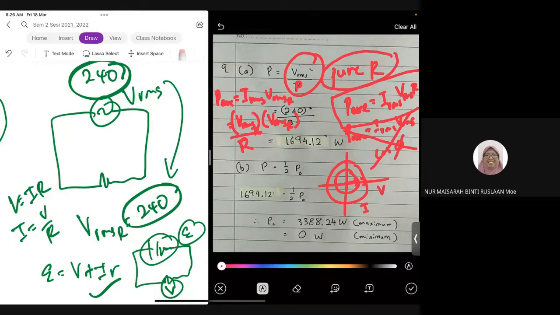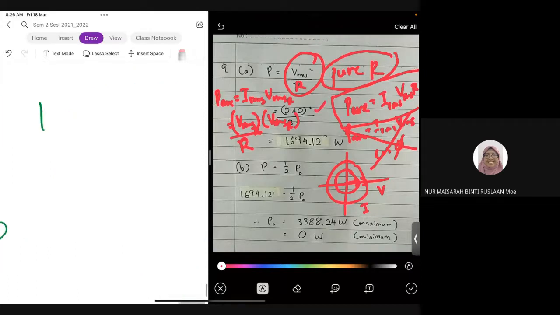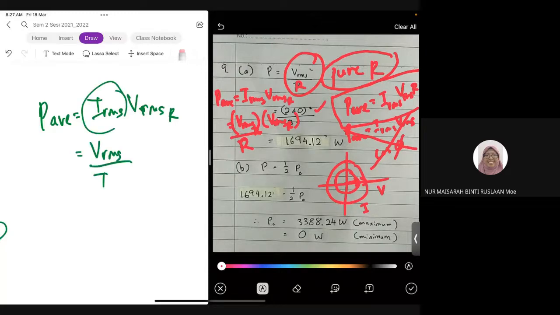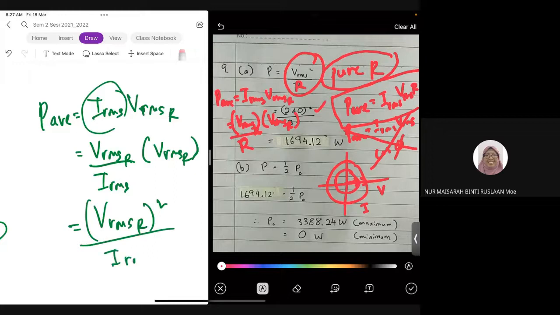So VRMS 240. So saya buat balik lah. P average sama dengan VIRMS. VRMSR. So I tak ada I. So saya guna VRMS over IRMS. But since VRMS you sama dengan R, so dapatlah VRMSR. So sama, so boleh jadi VRMSR squared over IRMS.